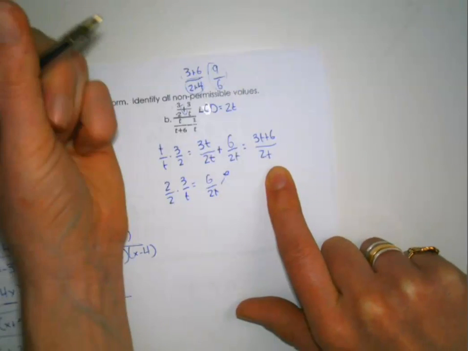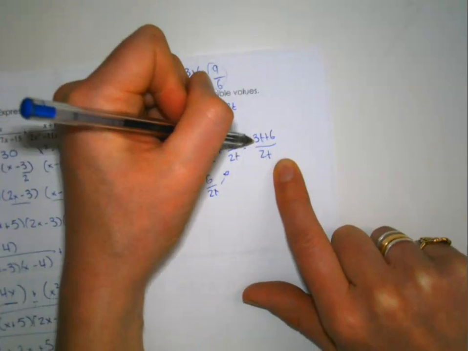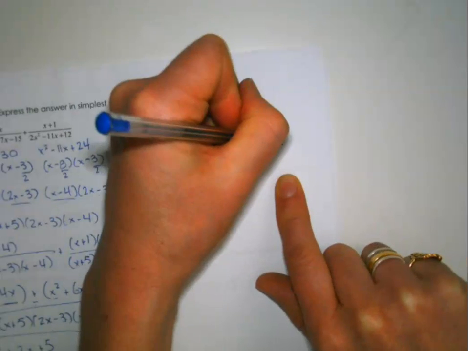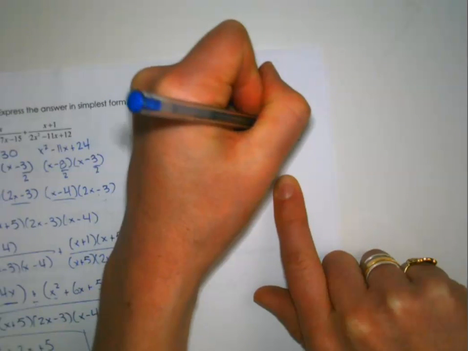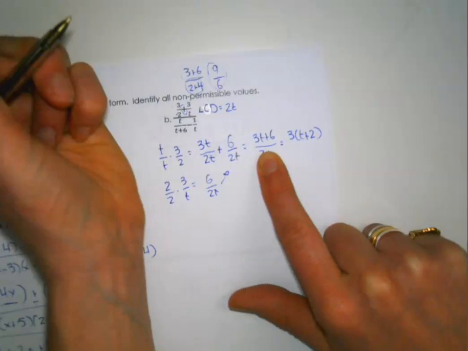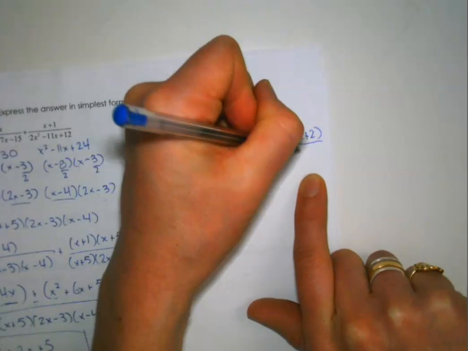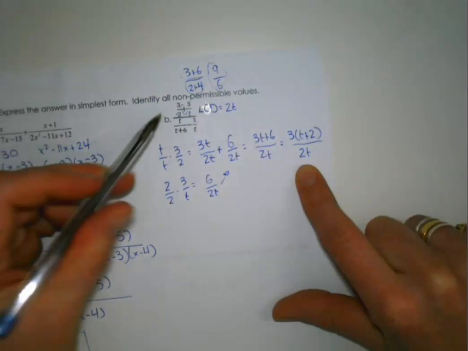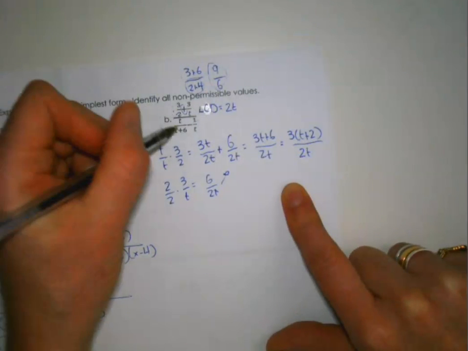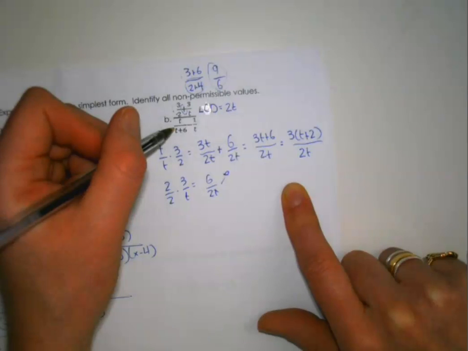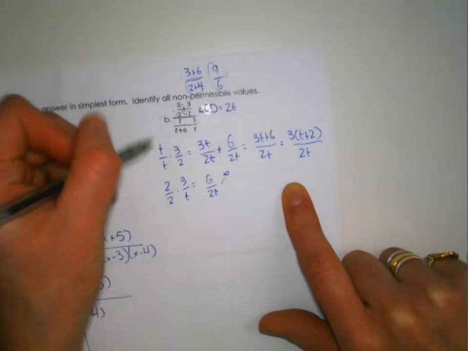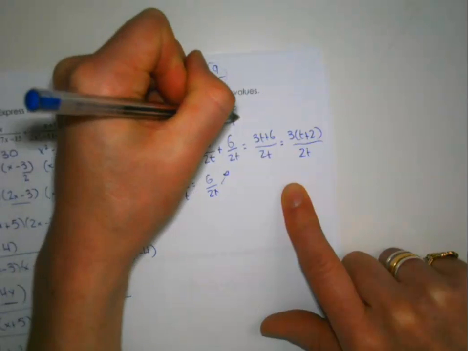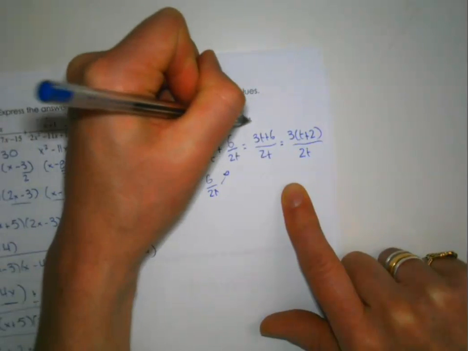And then if we can factor to simplify it all, we want to do that. So obviously we can't do it for the denominator, but on the top we can factor out 3. So we'd have 3 bracket t plus 2, to make it into 3t plus 6, and then divide that by 2t. Okay, so there's our top term. On the bottom we have t plus 6 and then t. So our lowest common denominator for that one is going to be t times t plus 6.